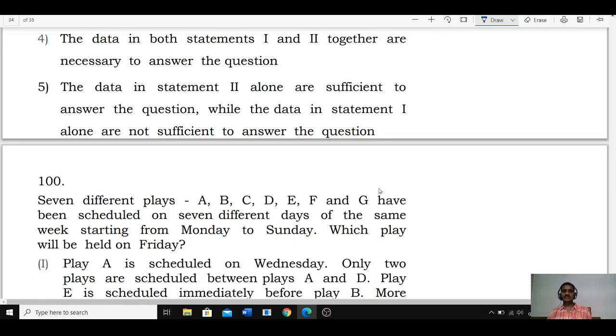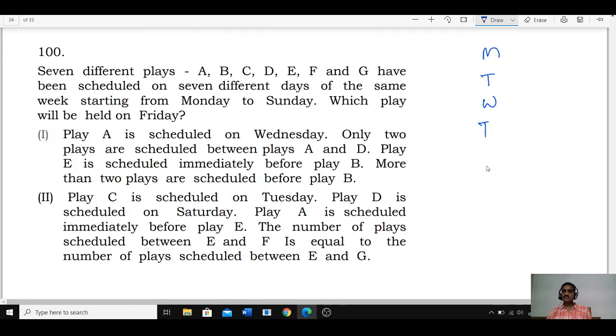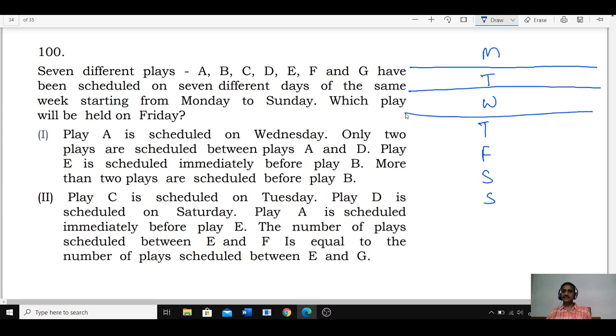Choice 2, 19. Then 100. 7 different plays have been scheduled on 7 different days of the week, starting from Monday and ending on Sunday. Monday, Tuesday, Wednesday, Thursday, Friday, Saturday and Sunday. How many days do we have in total? 7 days. Monday to Sunday are the 7 days we have.